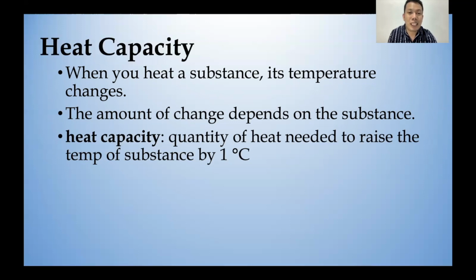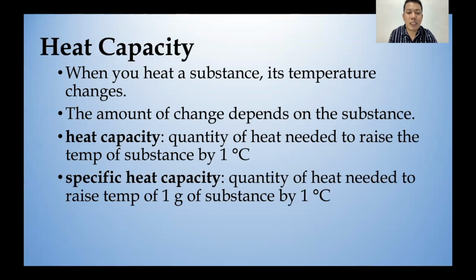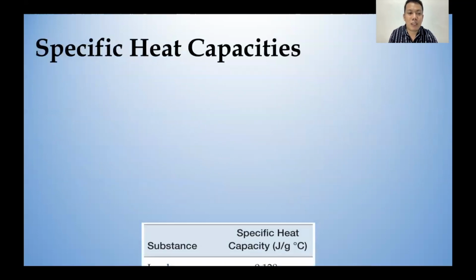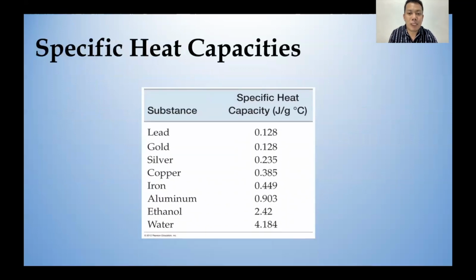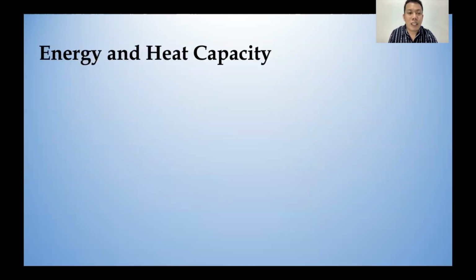So the heat capacity of a substance is the quantity of heat needed to raise its temperature by 1 degree Celsius. And the specific heat capacity is the quantity of heat needed to raise the temperature of 1 gram of substance by 1 degree Celsius. Do not be confused between heat capacity and specific heat capacity. Usually, the specific heat capacity is standard for different objects. For example, lead has a specific heat capacity of 0.128, gold is 0.128 joule per gram degree Celsius, silver is 0.235, and so on. So these are standard.